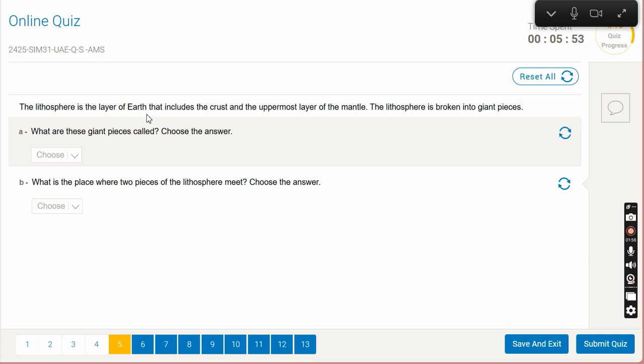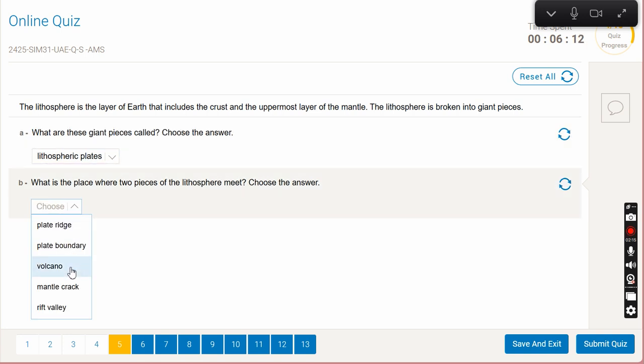The lithosphere is the layer of Earth that includes the crust and the uppermost layer of the mantle. The lithosphere is broken into giant pieces. What are these giant pieces called? These are called lithospheric plates. So they're not joined together like the floor that we walk on. They're broken. What is the place where two pieces of lithosphere meet? That is the lithospheric boundary, the plate boundary.